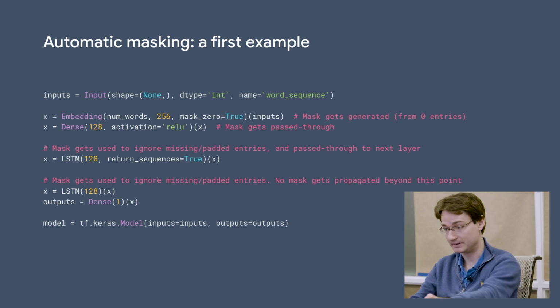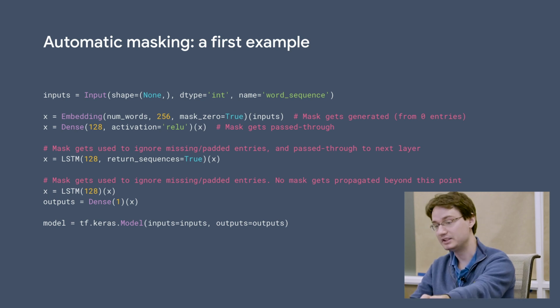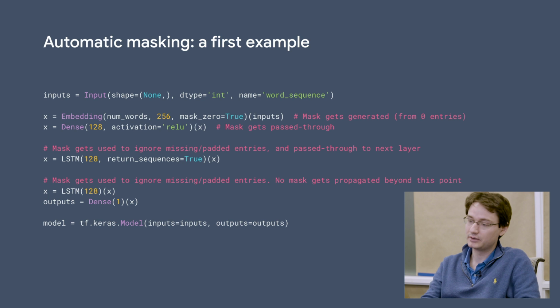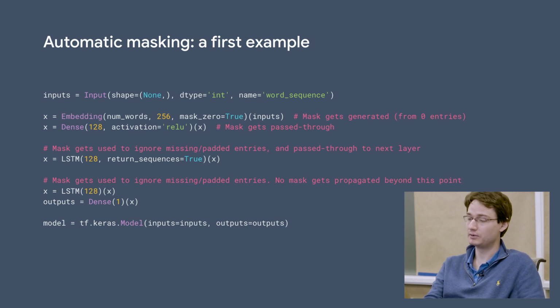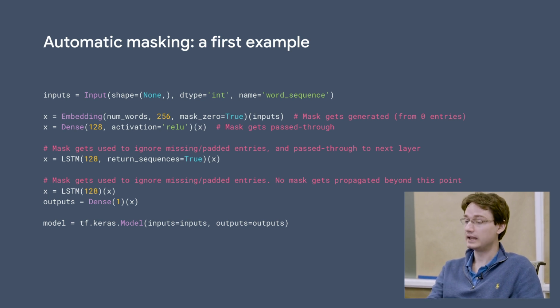So for instance, in this example, the embedding layer is going to be generating a mask here because you passed this argument mask_zero=True. And this mask is going to be passed to every subsequent layer, and in particular to layers that consume the mask, like this LSTM layer here. However, in this LSTM layer, because it's a sequence reduction layer, it's not going to be returning all the sequences, but only the last output. This is going to destroy the mask, and so this layer is not going to see a mask anymore.